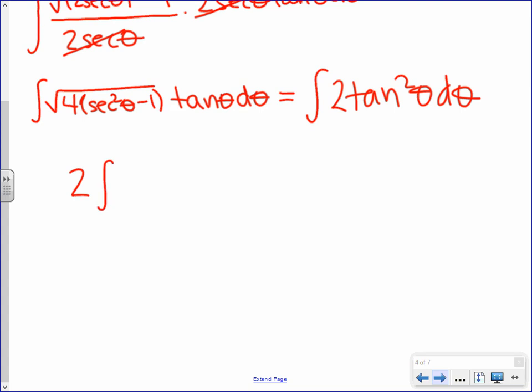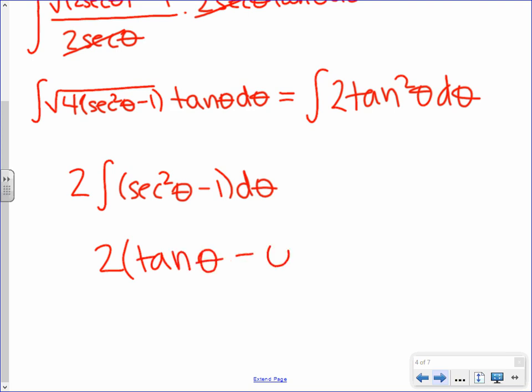Maybe a quicker way instead of integration by parts. Tangent squared is equivalent to what? Secant squared minus 1. And we do have an antiderivative for secant squared. What is the antiderivative for secant squared? Tangent. So this is 2 times the quantity tangent theta minus theta plus c.